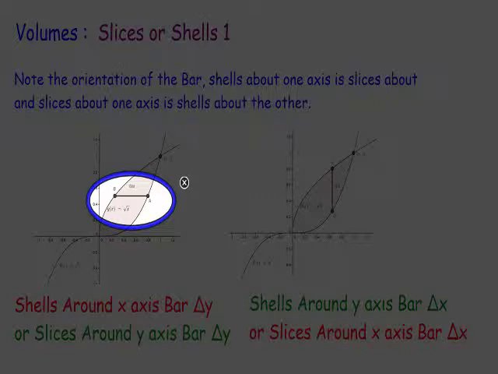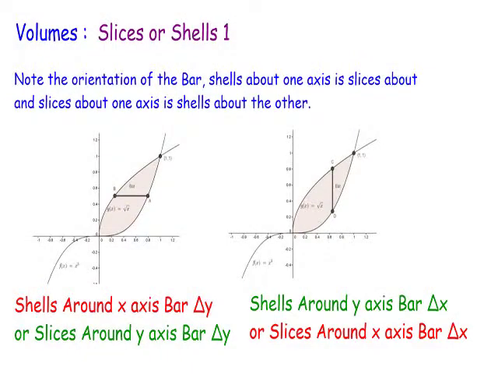Obviously these will be two different volumes, but the width of the bar in both cases, you can see here, is delta y. I've changed the diagram to actually show the bars. If you look down there, the bar is delta y in both cases.